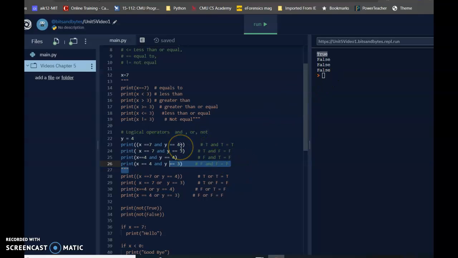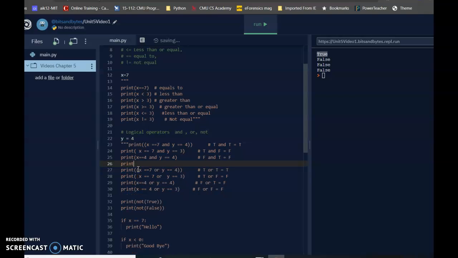So I can use logical operators to join two expressions to come up with a true or false value. Another operator is called the OR statement, and let me uncomment the OR.